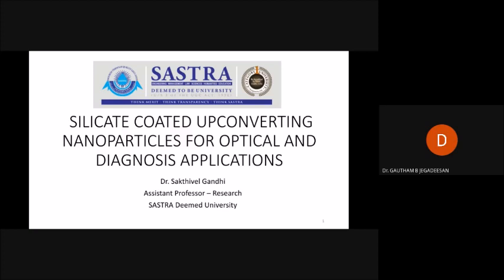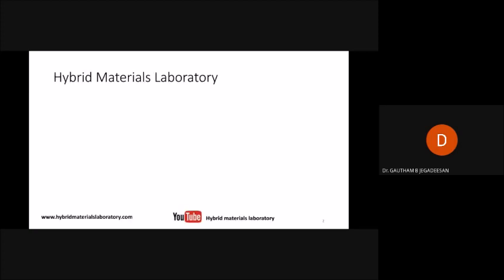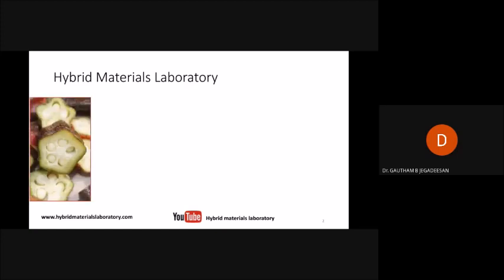Before getting into the topic, I want to give a preamble of my laboratory, which is placed in Anusandhan Kendra, SASTRA deemed university. My lab name is Hybrid Materials Laboratory, which can be abbreviated as HML. We work basically on porous materials. You can see the picture here. Don't think that I'm working on this particular vegetable.